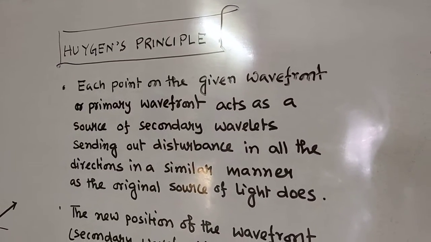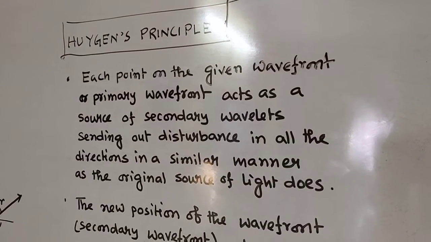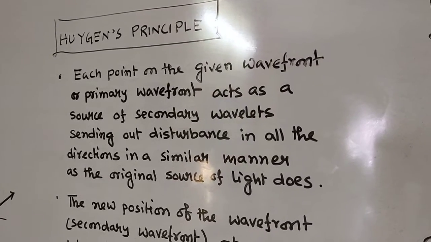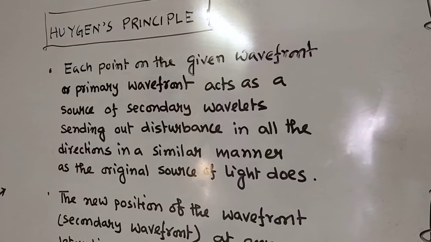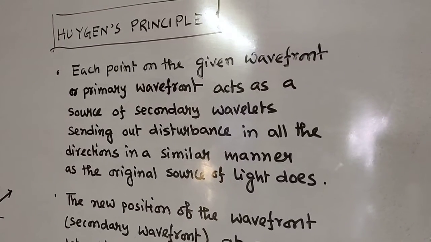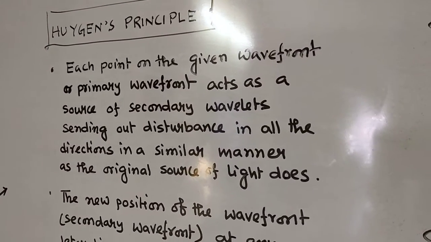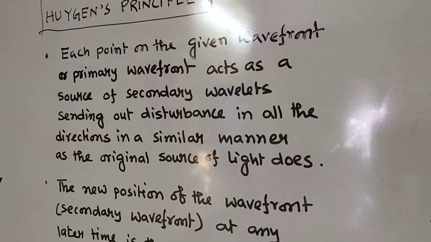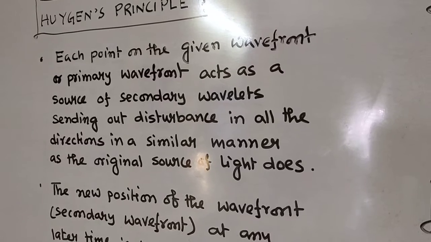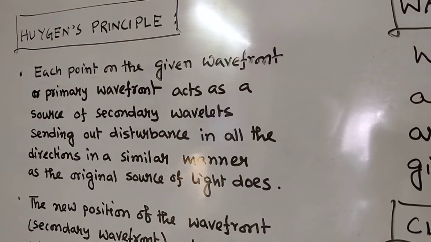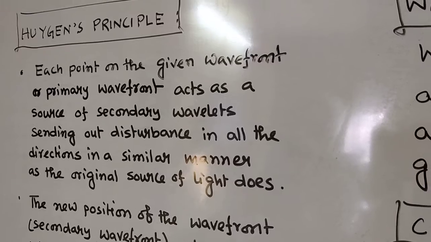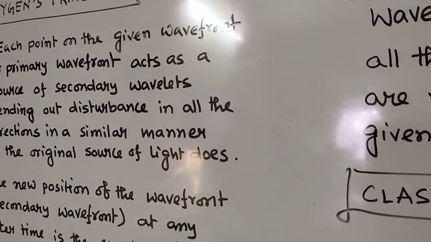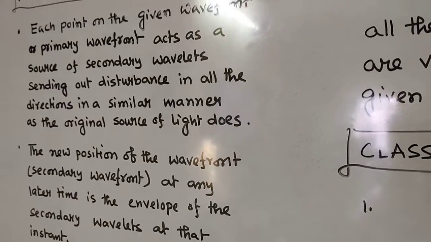Each point on the given wavefront, or primary wavefront, acts as a source of secondary wavelets. You can say the particles which are vibrating in the same phase can be defined as your wavelets. These wavelets sense the disturbance, is it not? That's why we have written that each point on the primary wavefront acts as a source of secondary wavelets, sending out disturbance in all directions in a similar manner as the original source of light does.